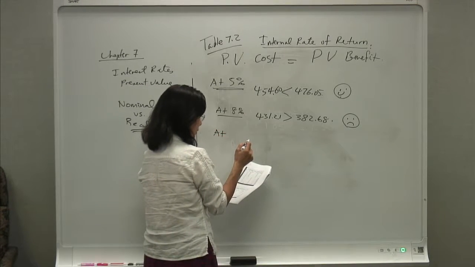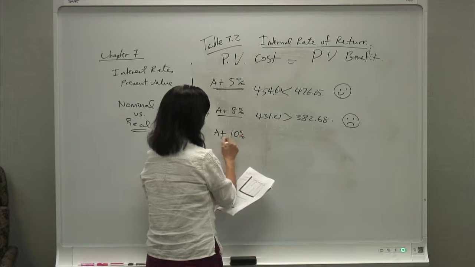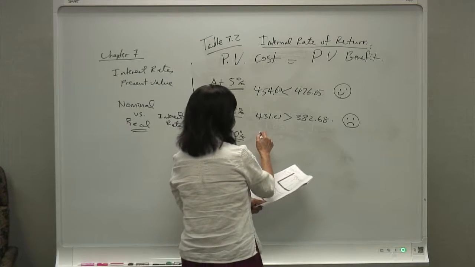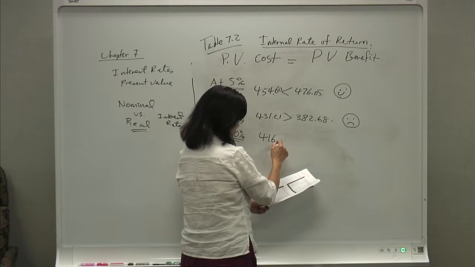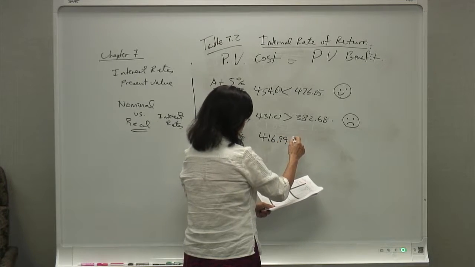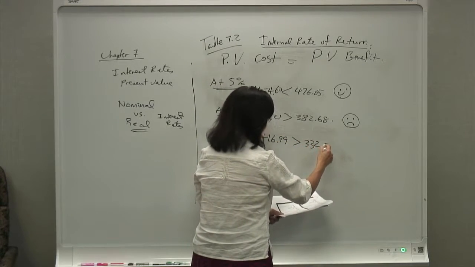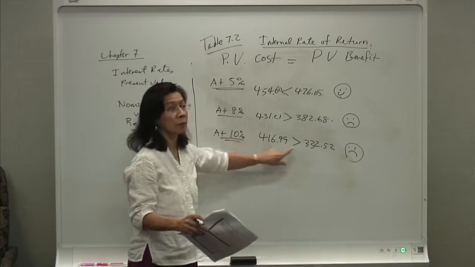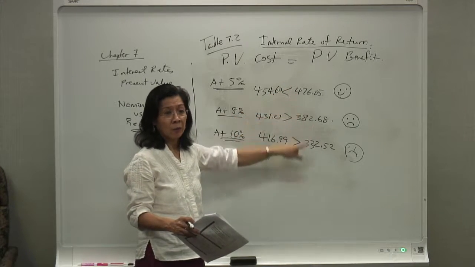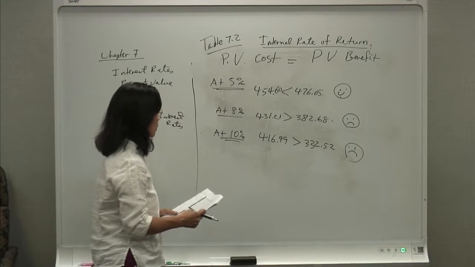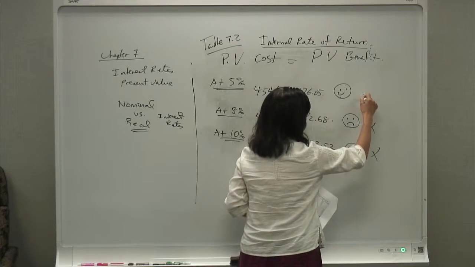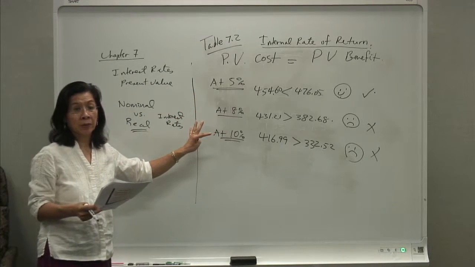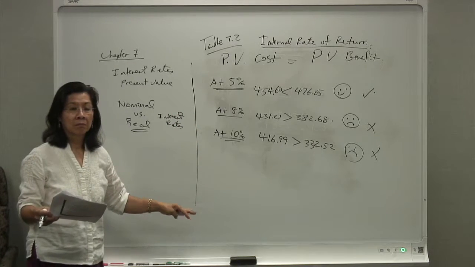And then further on, let's do one more step at 10%. Again, look at the last 2 columns of your table 7.2. You will see that we got worse: $416.99, which is greater than the 332.52. Again, this is a sad face because your present value of the cost is greater than the present value of your benefit. So these two are no good. This one, yes.